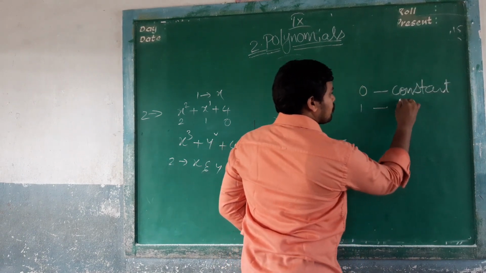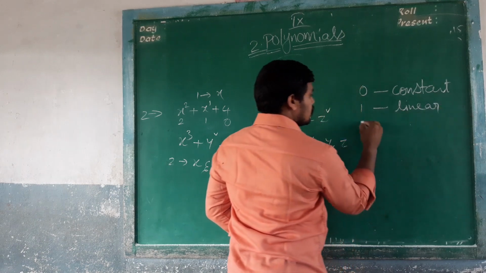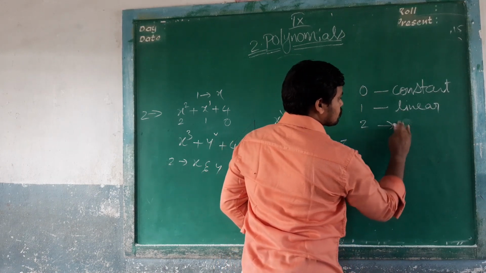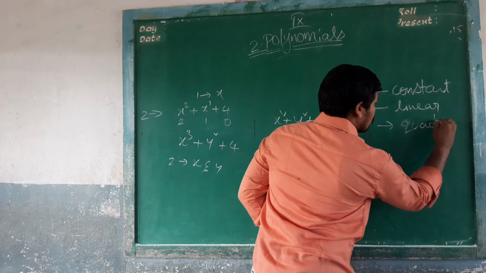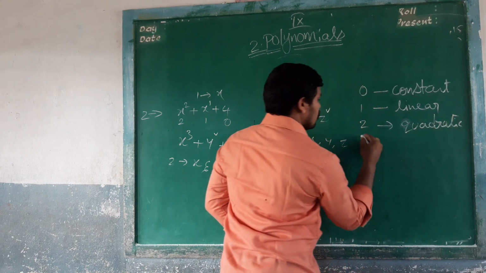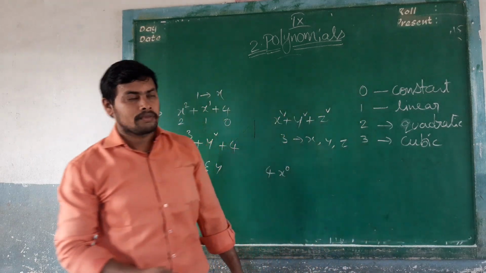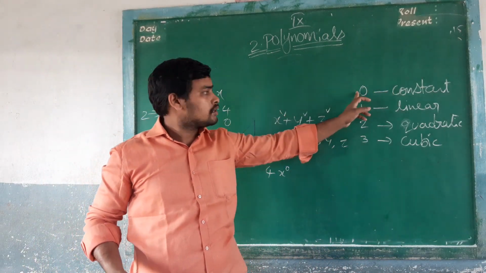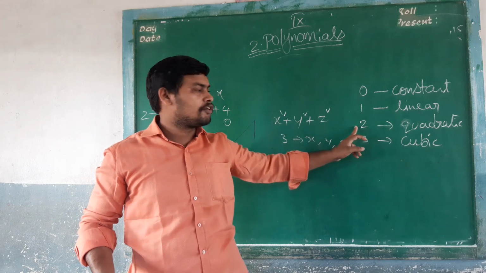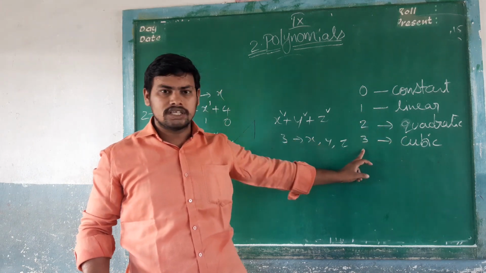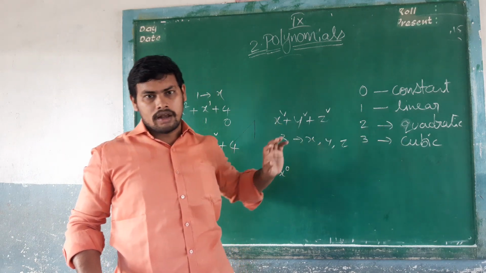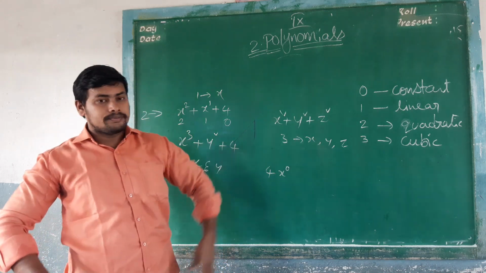If degree is 0, it is called constant. Degree is 1, it is called linear. Degree is 2, it is called quadratic. If degree is 3, it is called cubic. If degree is 0, it is called constant. If degree is 1, it is called linear. If degree is 2, it is called quadratic. If degree is 3, it is called cubic polynomial.